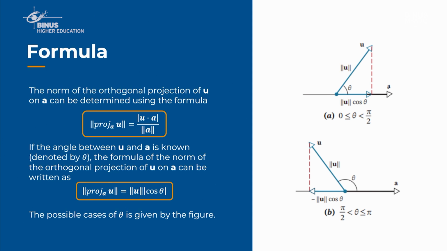And if we have the angle between U and A, which we can denote by theta, the formula for the norm of the orthogonal projection of U on A can be written as the length of U times the absolute value of cosine of theta, where the possible cases of theta are given by the figure. For figure A, we have an acute angle theta, and for figure B, theta is obtuse.